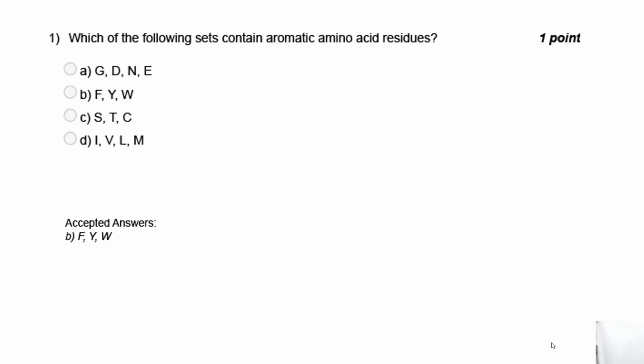So coming back to the question, the amino acid residues which are aromatic are phenylalanine, tyrosine, and tryptophan. Does anybody have any questions? I'll wait for a few minutes and we'll move on to the next question for today.